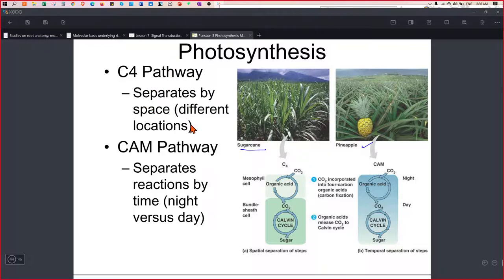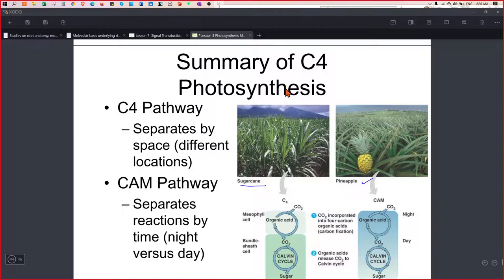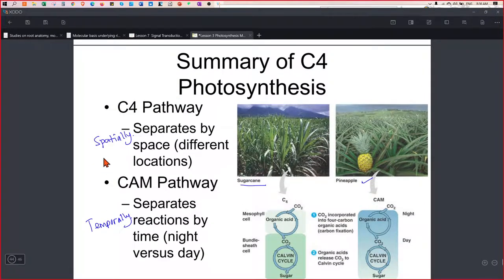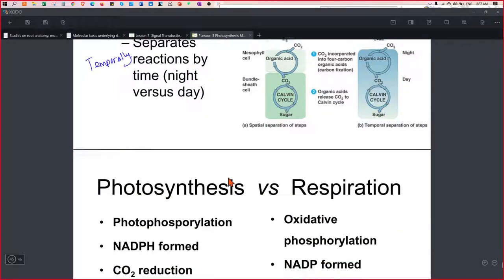So this is the summary of C4 photosynthesis. In C4 photosynthesis, there are two types. The first type separates by space, spatially. The second type, which is the CAM pathway, separates by time. This is called temporally. Regardless of whether it's been divided spatially or temporally, the first product of this pathway is always the 4-carbon compound, which is oxaloacetate and also malate.